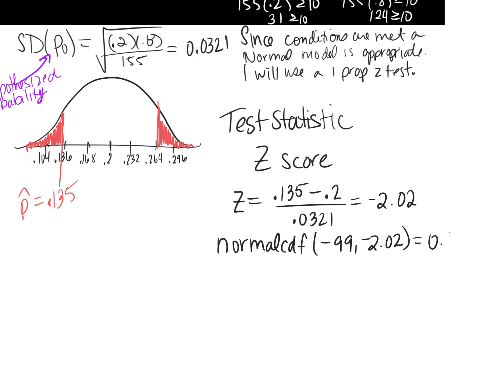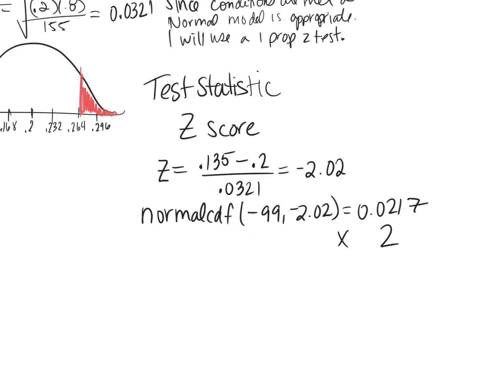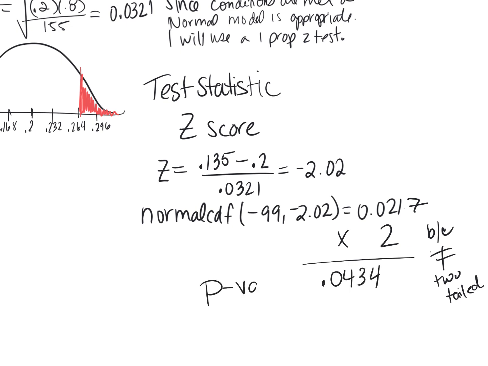normal CDF of negative 99, negative 2.02, I get 0.0217, and I'm going to times it by 2 because it's a two-tailed, not-equal-to test. 0.0434. That is my p-value. So we multiplied it by 2 because it's a not equal to test. I'm not just interested if it's less than what they say. I'm interested if it's less than or greater than. I don't care which direction.